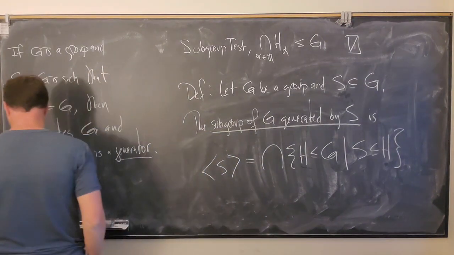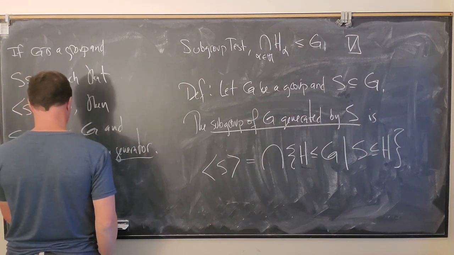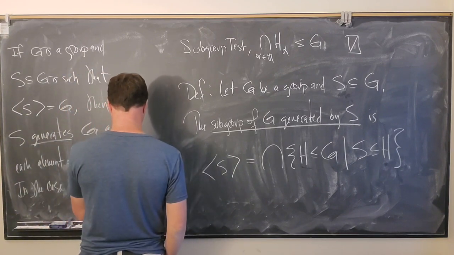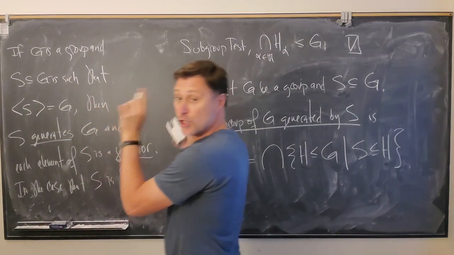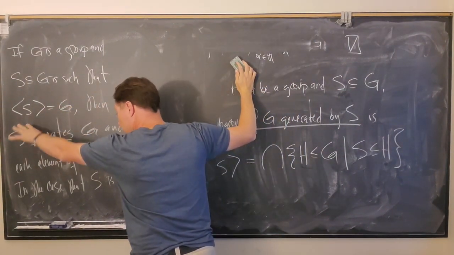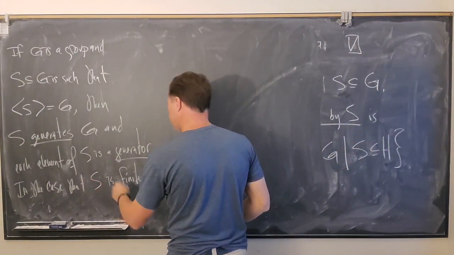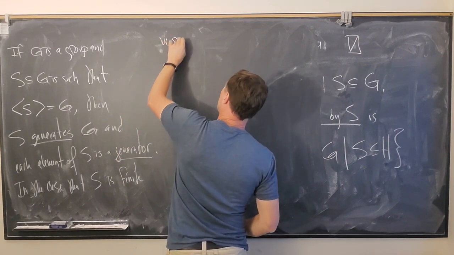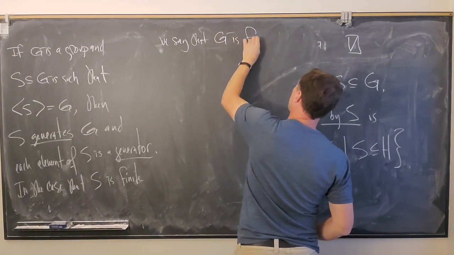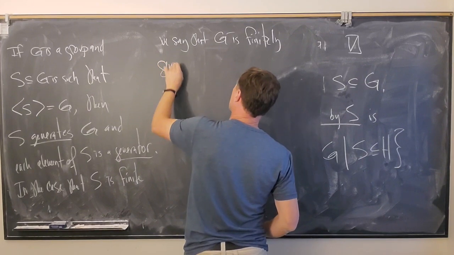One more word that we'll use. In the case that capital S is finite, then we say that capital G is finitely generated, right? So if there is a generating set that's finite for capital G, then G is finitely generated.